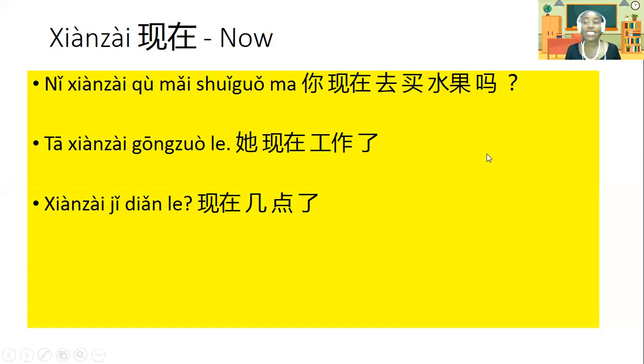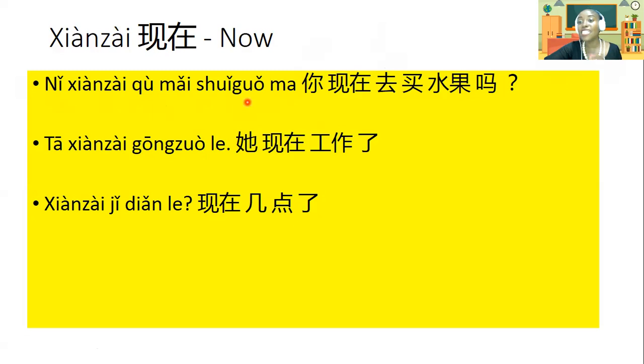So we have sentence number 1. 你现在去买水果吗? Now let's look at the sentence. 现在 means now. 你 means you. So you now. 去 to go. 买 to buy. And then we've got 水果 which means fruits. And of course the word 吗 is a question particle that comes at the end of the sentence. So the sentence is asking, you now go buy fruits? Are you going to buy fruits right now?